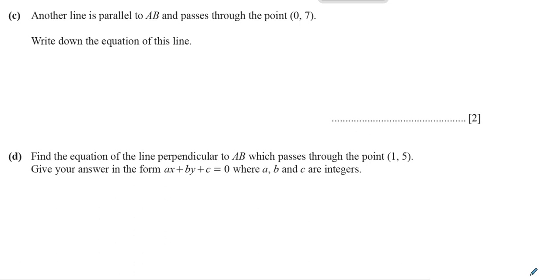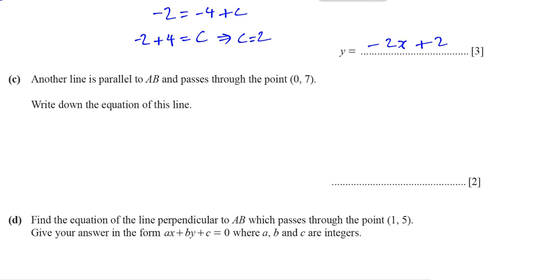Okay, resuming with question 7, this is now part C. Question 7, part C of May/June 2017, variant 1 of paper 4. Now, it says another line is parallel to AB and passes through the point (0,7). What you need to know here is the line AB. This was the line AB. The equation of the line through A and B was y equals minus 2x plus 2.